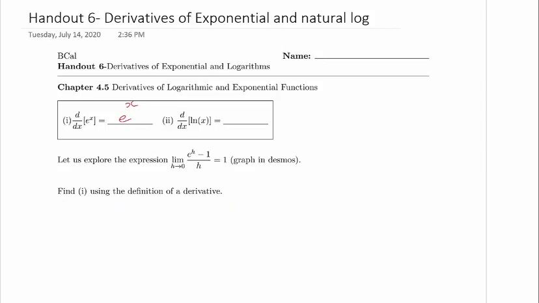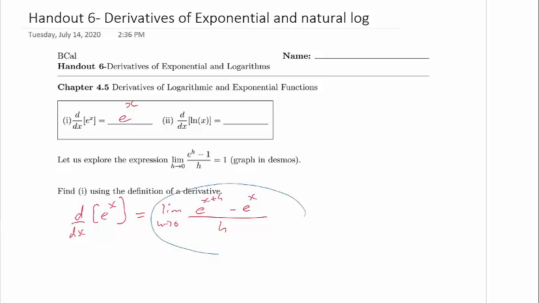So we're trying to find the derivative of e to the x. And we're going to use the formula: limit as h goes to 0 of e to the x plus h minus e to the x, divided by h. And I want to say that I expect you to be able to reproduce this for any function, at least this first step.